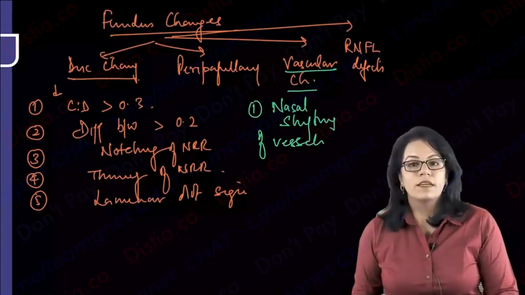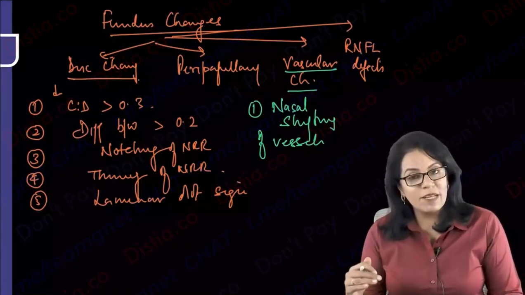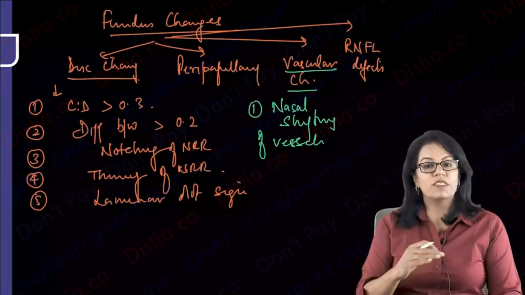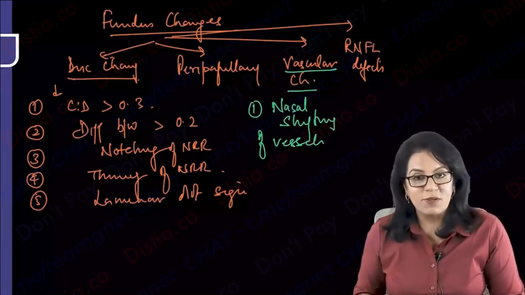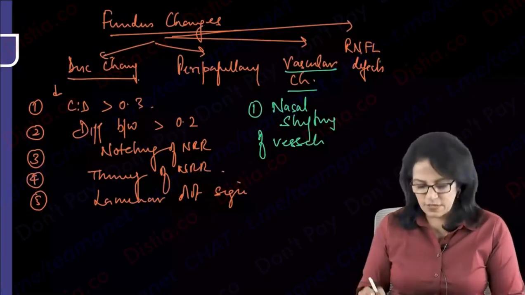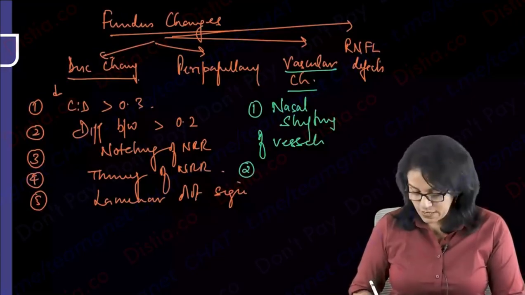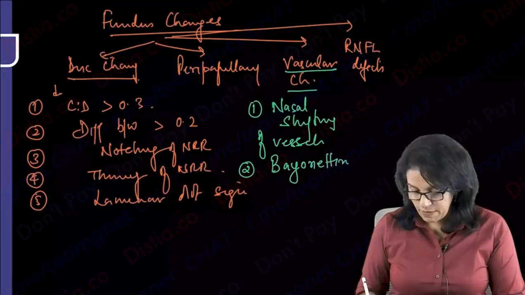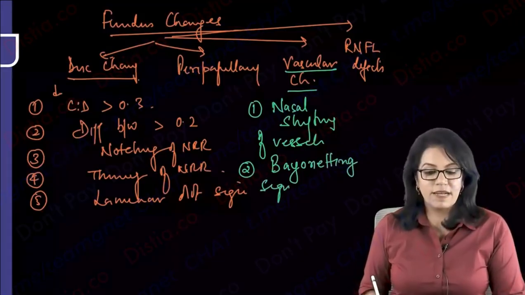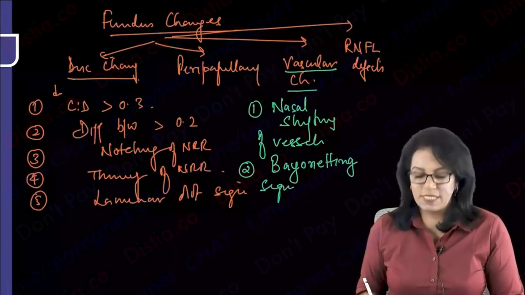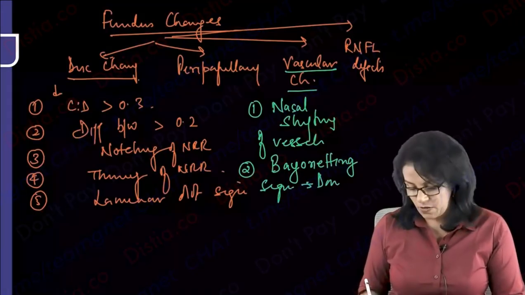How a particular pattern of damage in the optic nerve is causing cupping, and how this cupping is changing the alignment of the blood vessel. Let me list it out. And the second very important thing you will know about is the bayonetting sign. Let's list it out. Bayonetting sign, write down, is nothing but double bending of vessels.